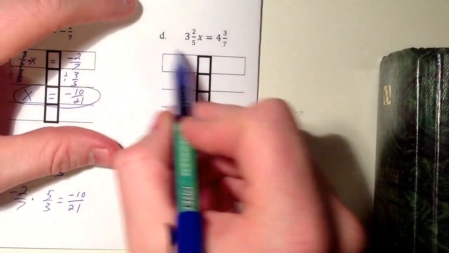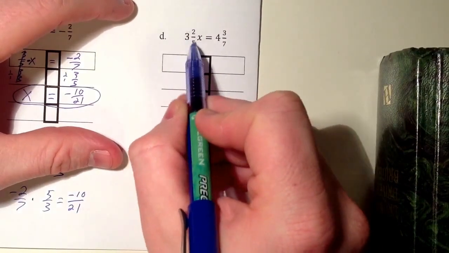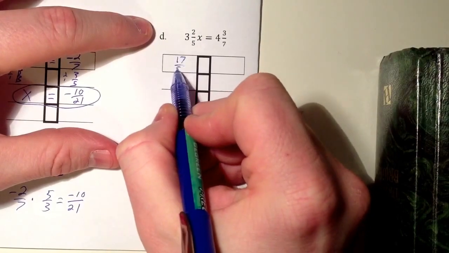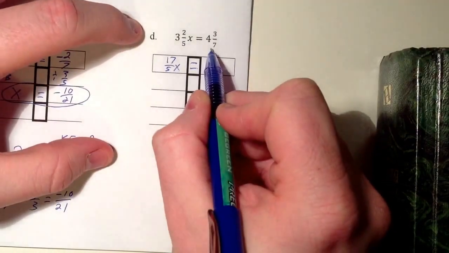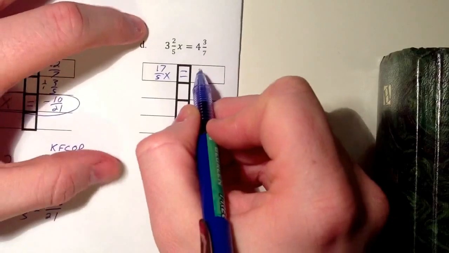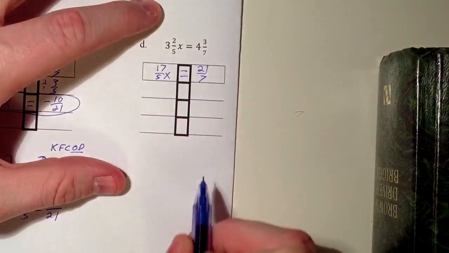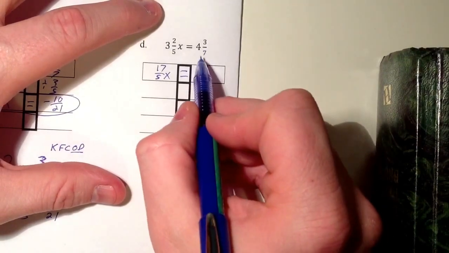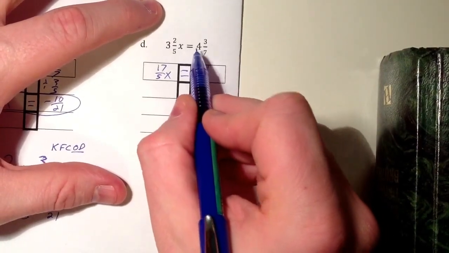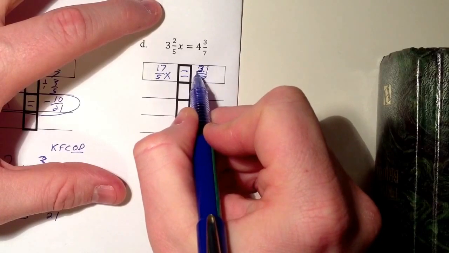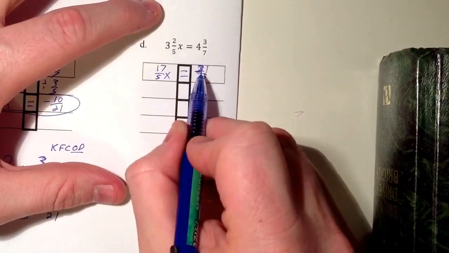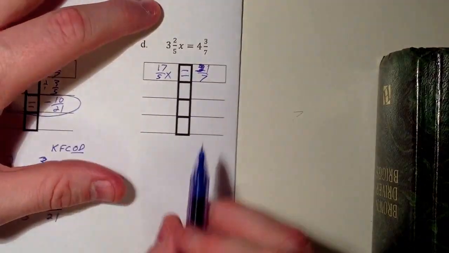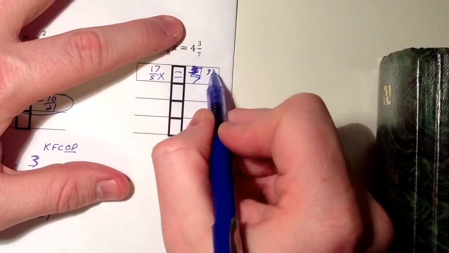Anyway, so we'll get here, change it to an improper fraction. 5 times 3 plus 2, so this is 17 over 5. x equals 7 times 4 is 28 plus 3 is... oh, look at me, totally messing that up. Oh man, you guys got to find a better math teacher. 7 times 4 is 28 plus 3 is 31. And right there is a wonderful example of why we don't use pen. All right? So 31 over 7.